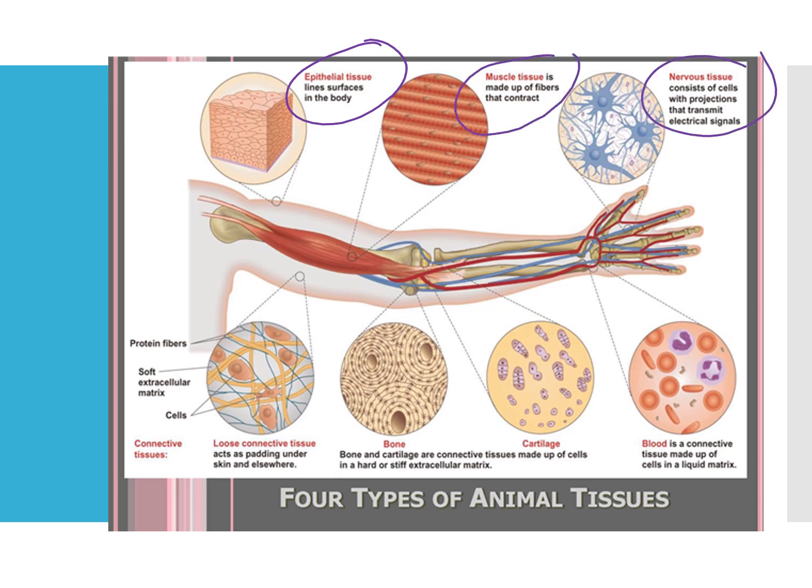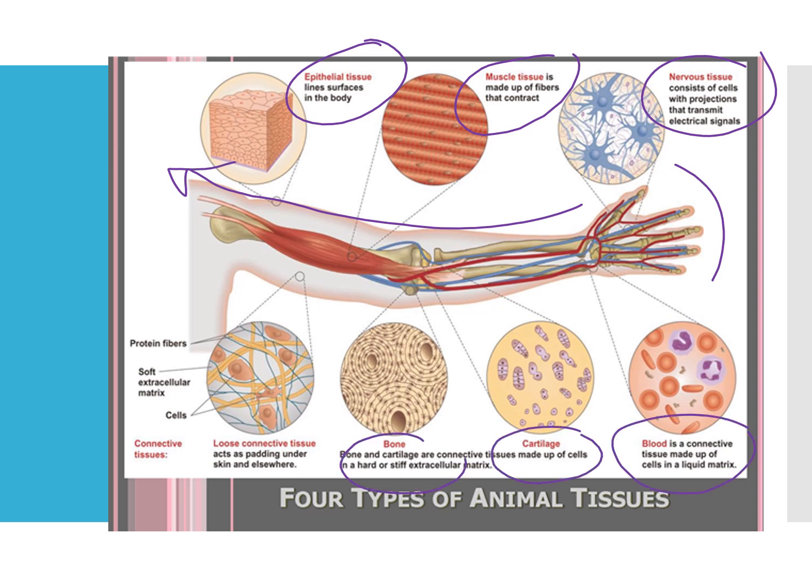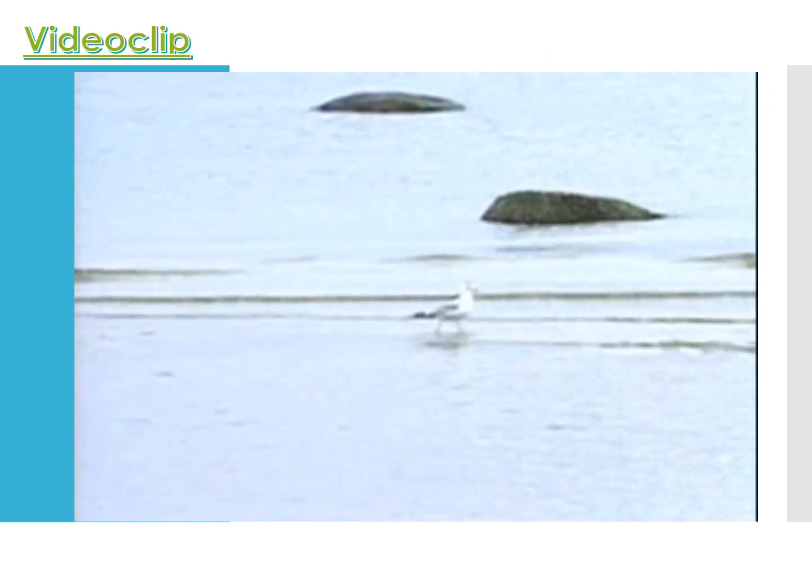Nervous tissue throughout all the parts that's transmitting messages between what's going on in the hand and back to the brain. We have blood, which is a connective tissue, cartilage, bone, these are all connective tissues, and the loose connective tissue that holds all of the other tissues together. Now let's watch a short video clip.